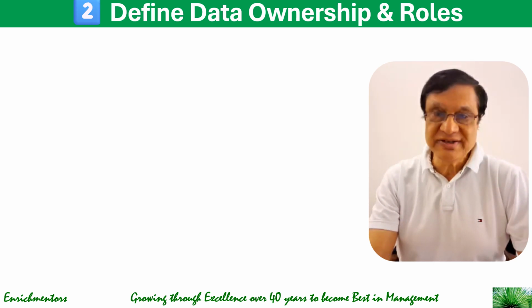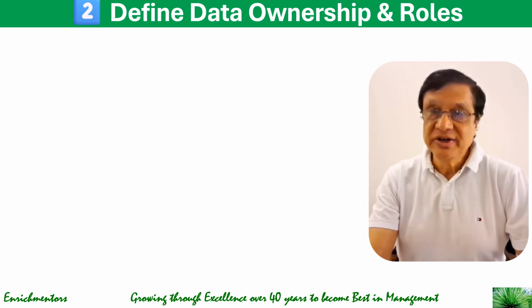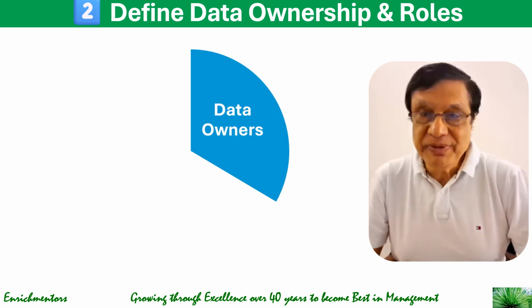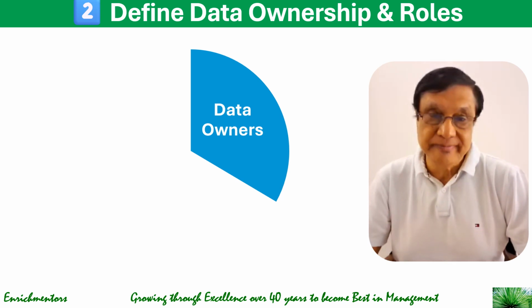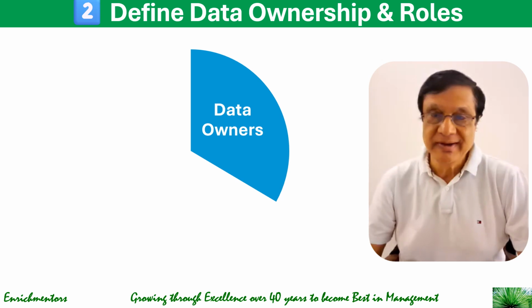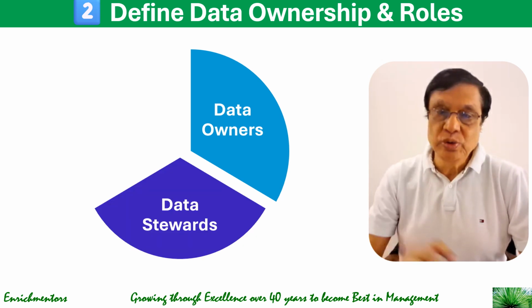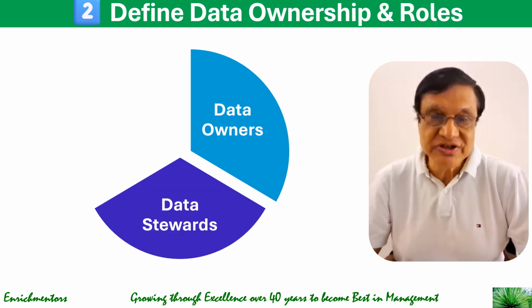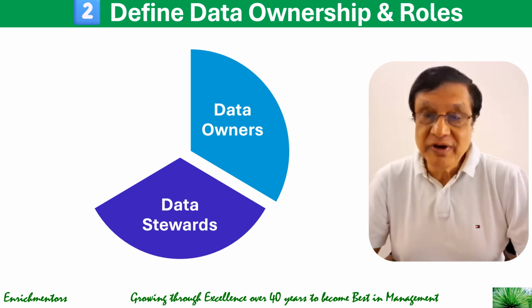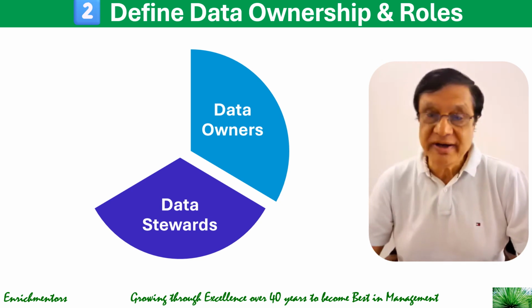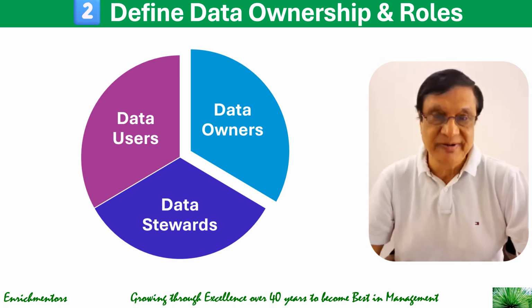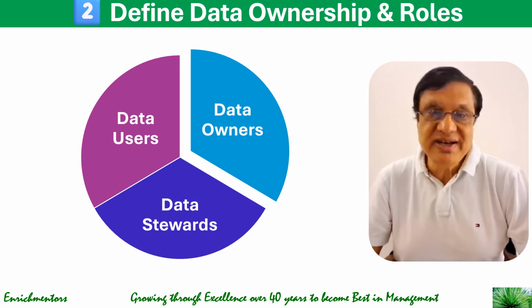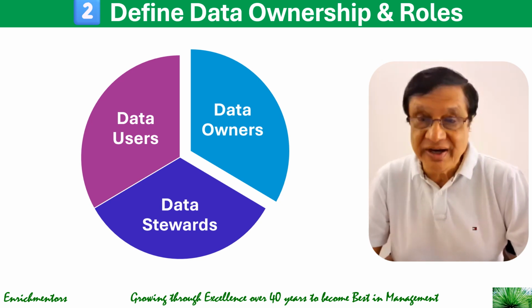The second thing is to define data ownership and roles. We talked about things like data stewards and data users. What are these? What do they do? The data owners are the people who are responsible for accuracy and security of the data. They own the quality of data. Data stewards are the people who enforce governance policy. Once the team is formed and the framework is established, they enforce that framework. And data users are the people who access and utilize data ethically. These are the three key roles that you need to define.